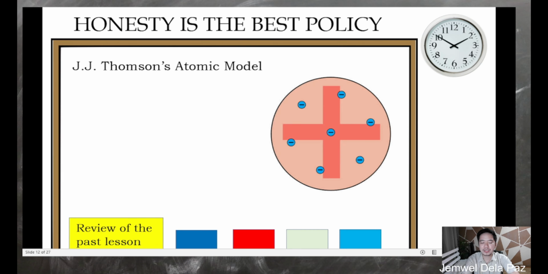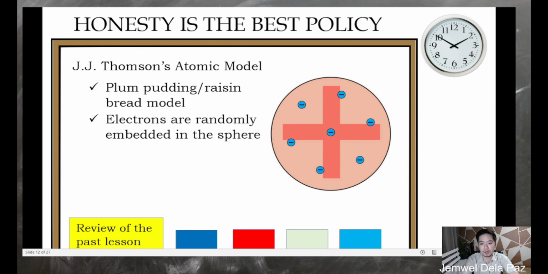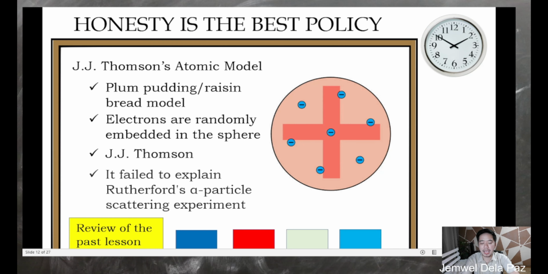Second is J.J. Thomson's atomic model. This model is also known as the plum pudding model or the raisin bread model. According to this model, electrons are randomly embedded in a positively charged sphere or cloud. It was proposed by J.J. Thomson. However, there are limitations in J.J. Thomson's atomic model, and one of these is it failed to explain Rutherford's alpha particle scattering experiment.